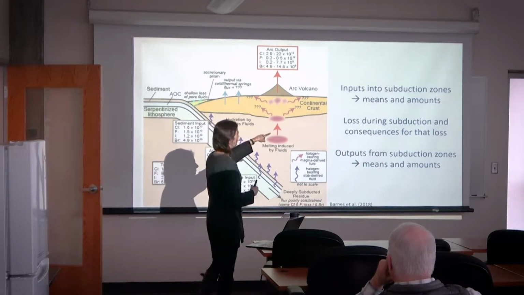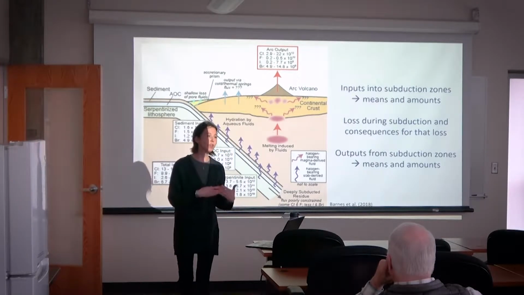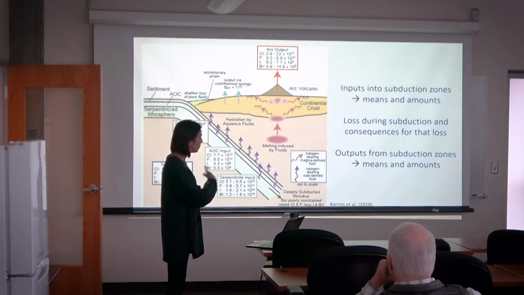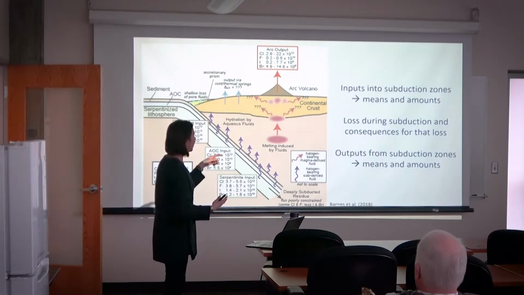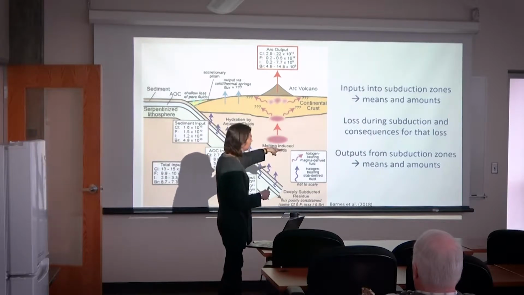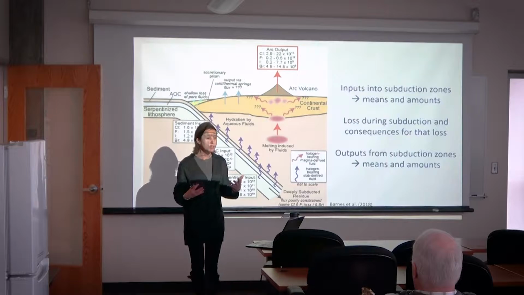Then we're going to look at volatile loss, halogen loss during subduction. So looking at volatile loss during prograde metamorphism and consequences for that loss. And then we're going to end up by looking at outputs from subduction zones, mainly by looking at outputs from arc volcanoes.